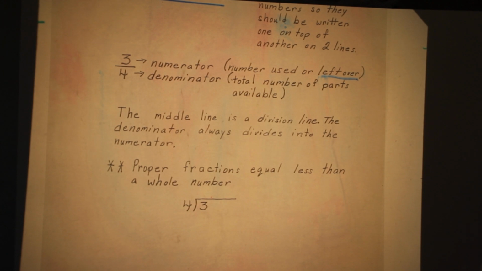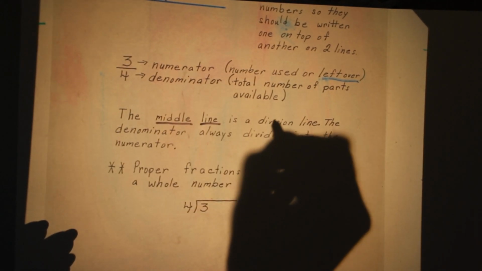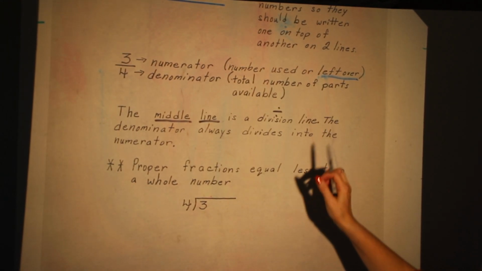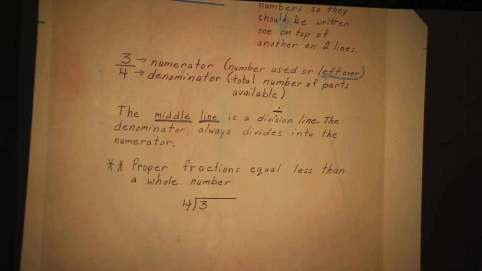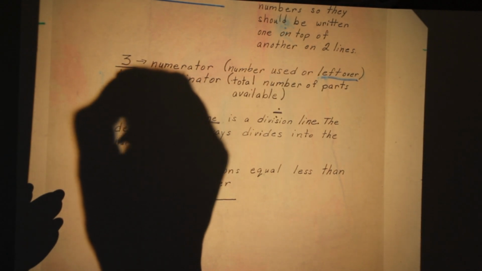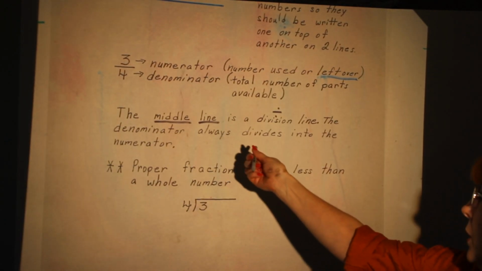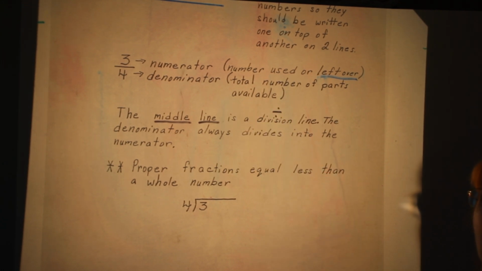The middle line. Your middle line is actually a division line. And it always divides the denominator into the numerator. So these are your total number of parts, in our case 4. And you end up with 3 parts of 4 left over. So 3/4, that'd be like saying 75 cents out of a whole dollar. 3/4 of a dollar.